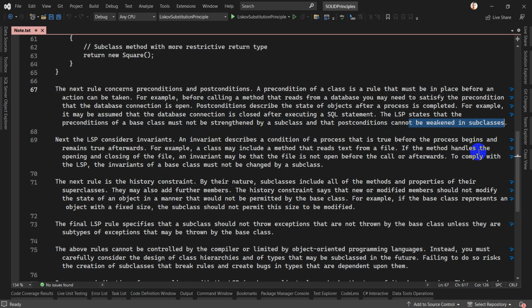So once again, the second rule of LSP is about the preconditions and postconditions of superclasses and subclasses. We talked about preconditions and postconditions, and according to this rule, the preconditions of a superclass cannot be strengthened or become more strict by a subclass. And also the postconditions cannot be weakened in subclasses.